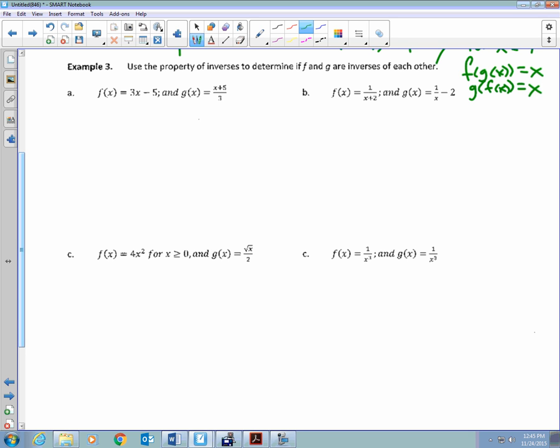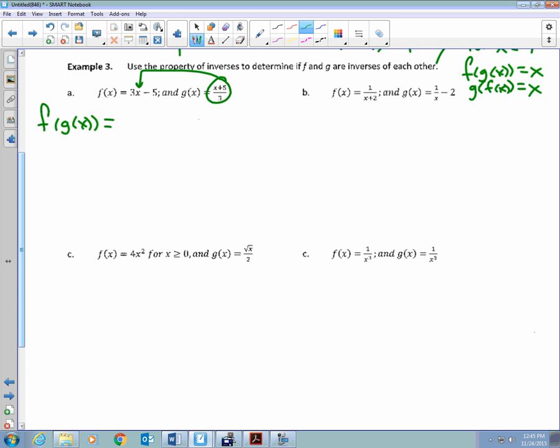Just, how much of your life do you spend using addition and subtraction stuff? We're tired of those operations. Let's use composition. So we're going to compose these, and if they are inverses, we should get x. F of g of x.